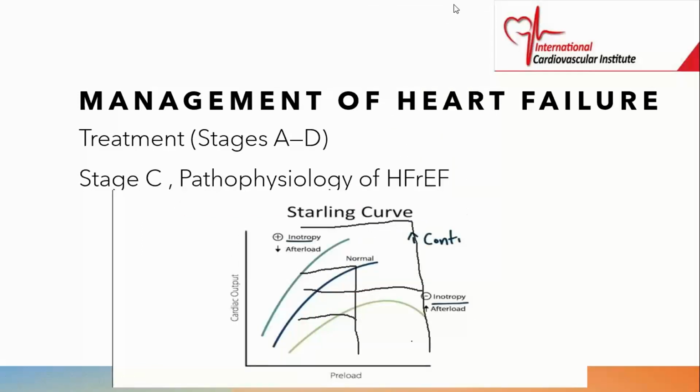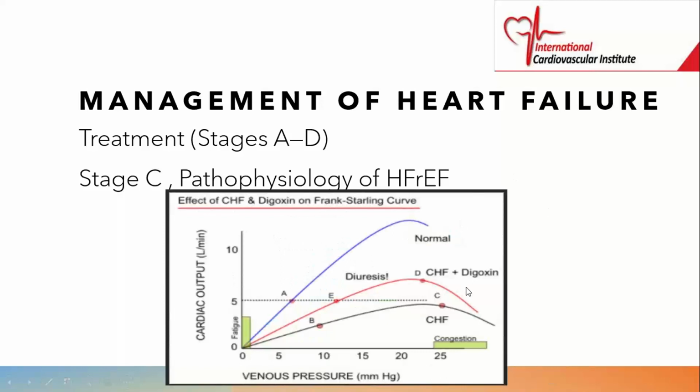All right, let's look at this curve. This is our normal curve. The preload is when you're giving enough blood to the heart and stretching the heart. Then we look at the stroke volume, and we multiply the stroke volume times the heart rate to get the cardiac output. This is our normal curve. This is the curve for a failing heart.